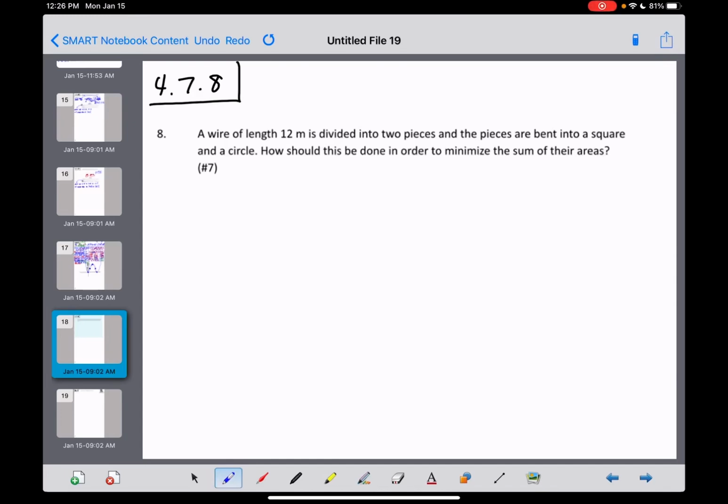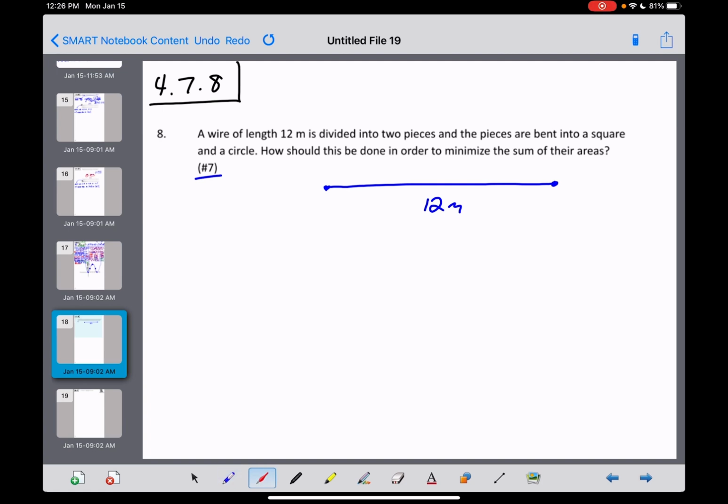Okay, number 8 in our 4.7 packet, which is actually number 7 out of the textbook right here, says that a length of wire 12 meters long is going to be divided into two pieces, and those pieces then are going to be bent into a square and a circle. So what's going on right here? We have a long wire right here, and that total wire here is 12 meters long, and it's going to be broken into two pieces.